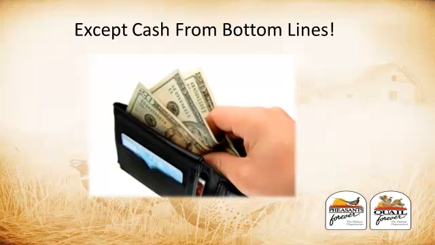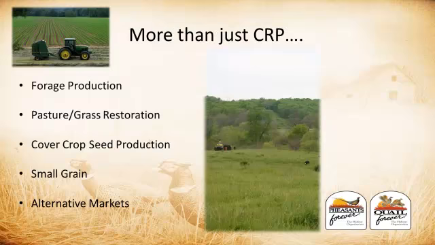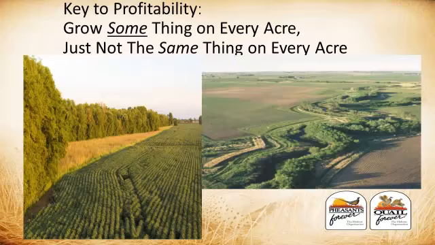And then back to, if you're putting $1 in, you should be getting at least $1 out. But it is more than just CRP. We've had people put it into forage production, pasture. Some guys are growing cover crops on it. It's not typically corn and bean ground, but yet they can grow their clover or whatever else they might be using to go back into their fields if they're in a cover crop program. So that's something to think about. Small grain or different alternative markets. But you're still growing something on every acre.